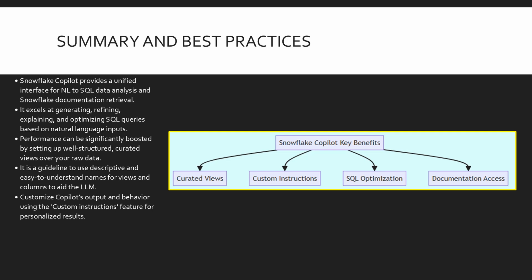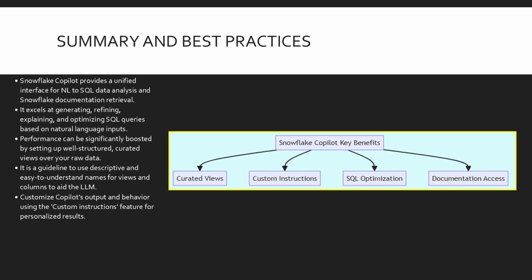In summary, Snowflake Copilot serves as a crucial, unified generative AI interface, meticulously designed to facilitate two primary functions for the user: seamless natural language to SQL data analysis, and highly efficient retrieval of accurate information from the official Snowflake documentation. The tool provides substantial value by excelling at dynamically generating, precisely refining, offering clear explanations for, and proactively optimizing complex SQL queries, all driven simply by the user's input in natural language, simplifying data interaction immensely.